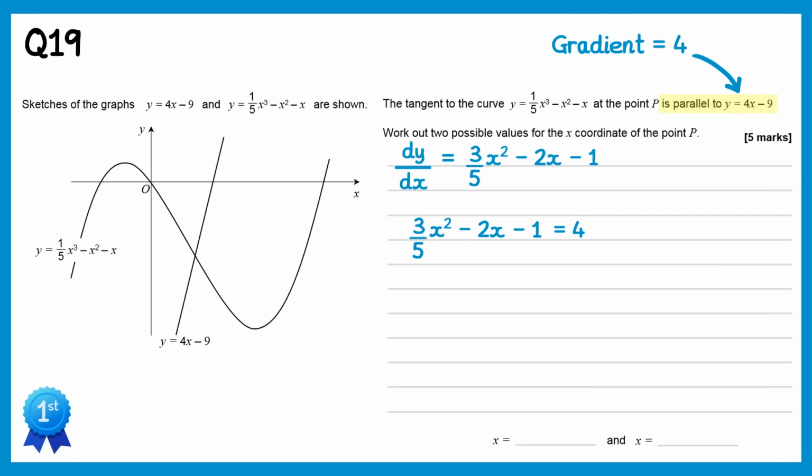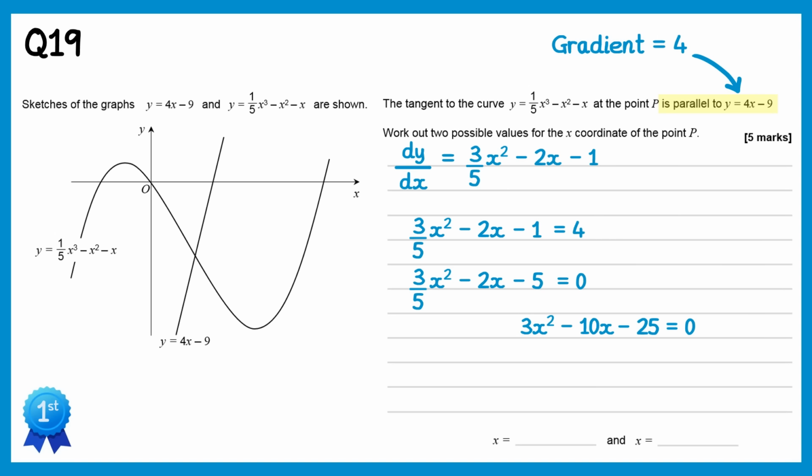First of all, take 4 from both sides. If you take 4 from the left, the negative 1 will become negative 5, and if you take 4 from the right, you get 0. Now we're going to times both sides by 5 to remove the fraction. If you times 3/5 x squared by 5, you get 3x squared. If you times negative 2x by 5, you get negative 10x, and negative 5 by 5 is negative 25, and 0 by 5 is still 0.